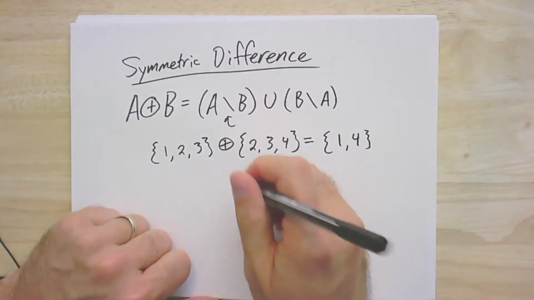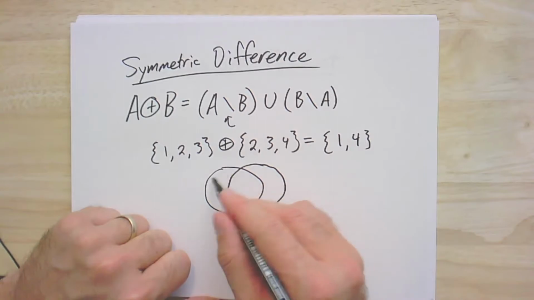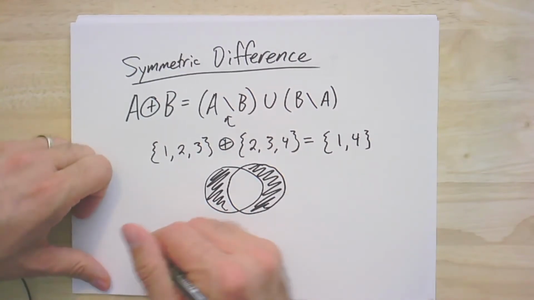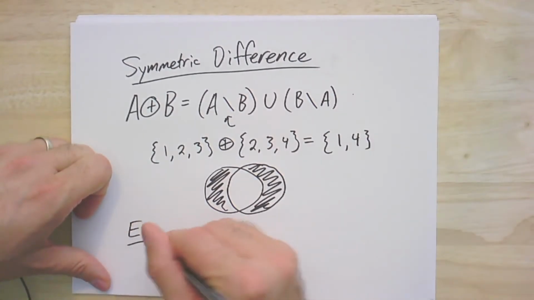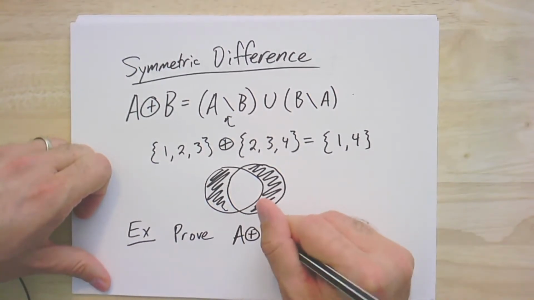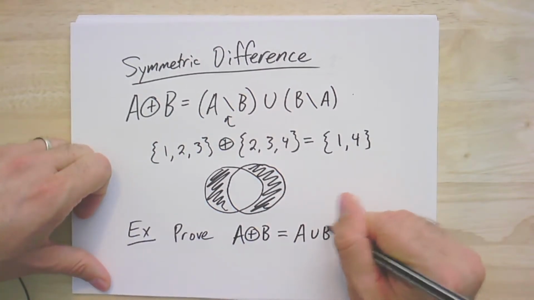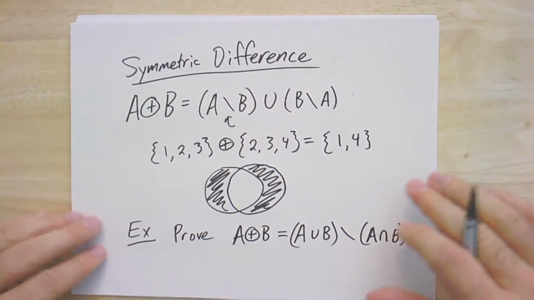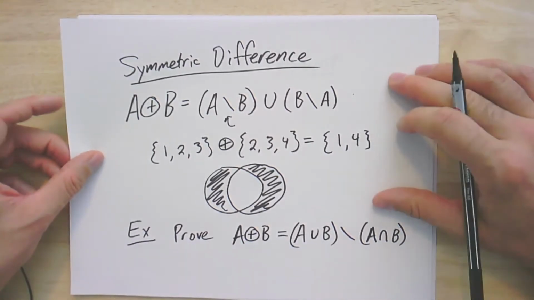Okay, and the Venn diagram picture of this one would be something like the following. It's the union minus the intersection, and I'll leave that as a little exercise. If we use this as the definition, you can prove that A symmetric difference B is equal to A union B minus A intersect B. I'll leave that as a little exercise to do, just to make sure that you understand the basics of sets.